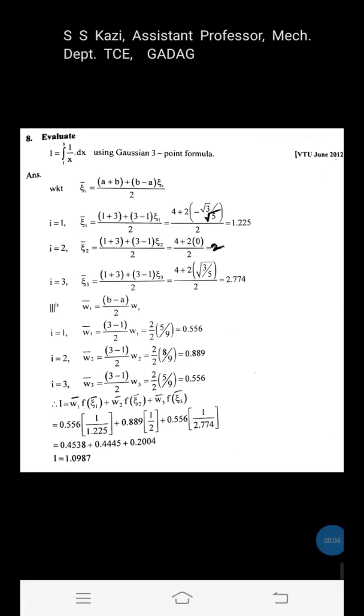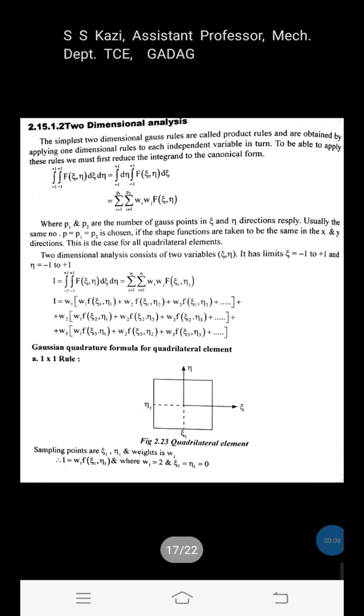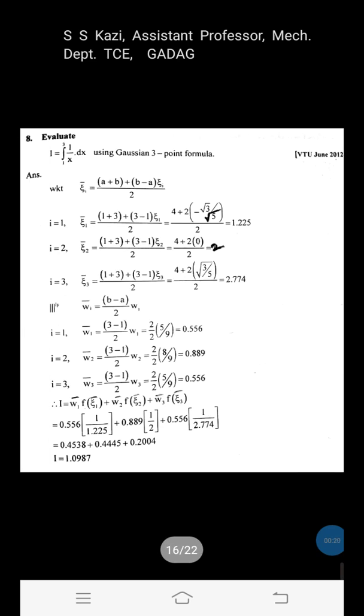In this video session, let us learn how to evaluate the given integrals for two-dimensional analysis, that is using two variables zeta and eta or x and y from the limits -1 to +1.